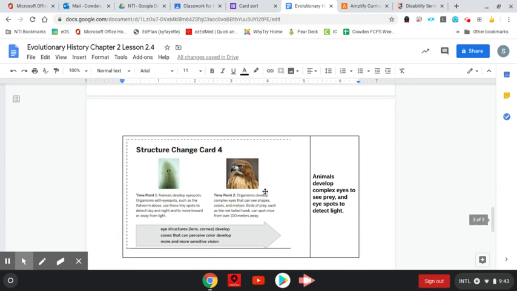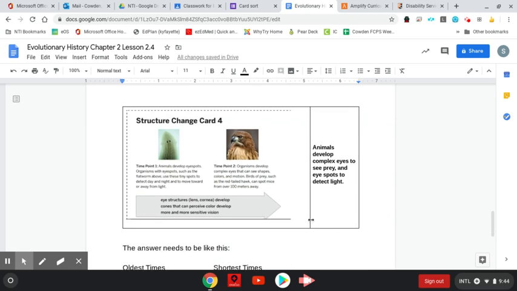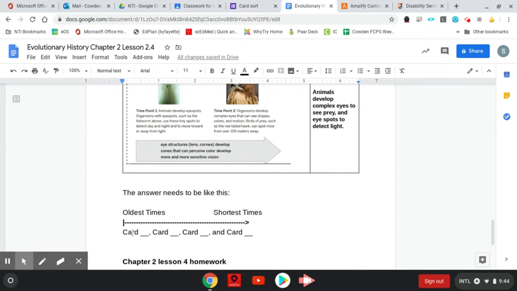The last card she gives is card number 4. These animals have developed complex eyes, so eyes that let them see prey running on the ground. They've also developed eye spots, so it lets them detect night versus day. So you're going to want to put those in order of which ones you think came first to last. She wants the oldest cards to be first in your list, then the next card, then the next card, and then the earliest one, so the one that you think happened last.